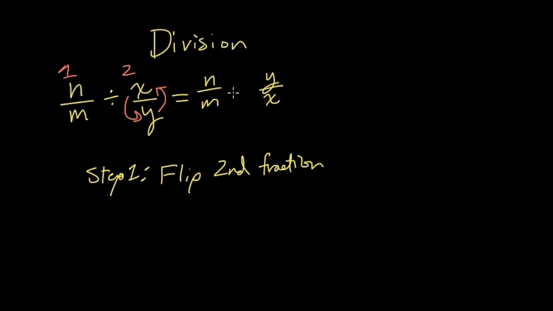Now, what will be the operation between them? It'll be multiplication. And just like we reviewed before, multiplication is the easiest one because it's a very simple process. All we have to do is multiply the numerators and multiply the denominators. So the answer for the equation would be n times y, the dot representing the multiplication, and then we'd have m times x. Simple enough. Let's go into some simple examples and then get to the more challenging ones in the future. So first example, I'll go for 1/2 divided by 1/3.